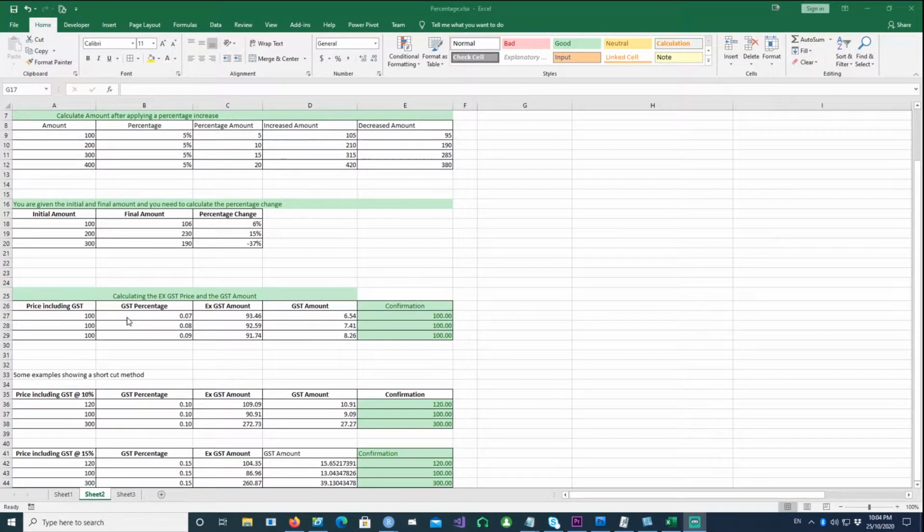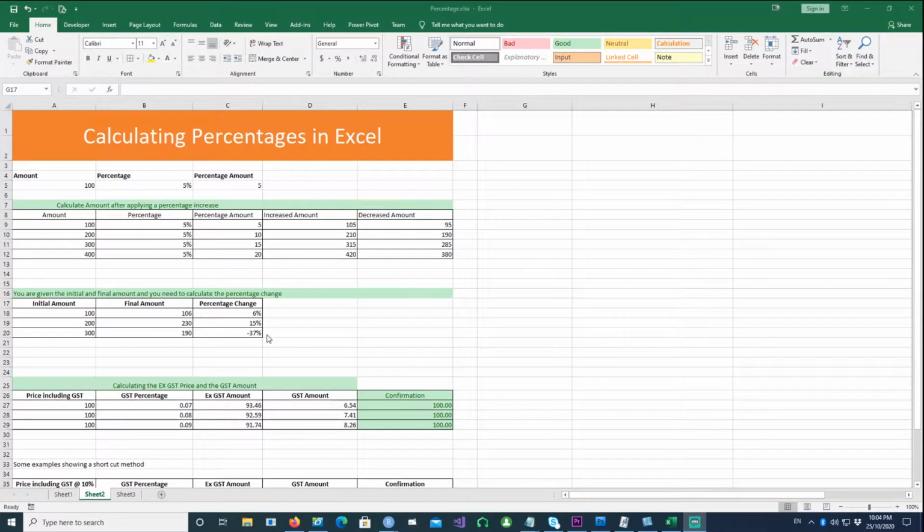And then we'll talk about applying the GST or a tax or the VAT to your prices. So if you have been given a price inclusive of GST, how do you calculate the ex-GST amount or the ex-GST price, and how do you calculate the GST which you have paid in that?